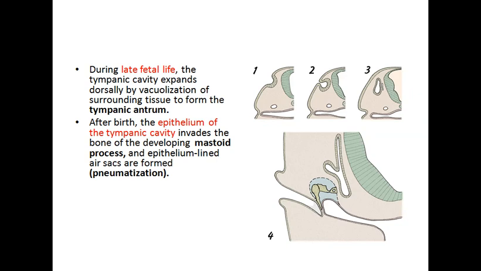Now, during the late fetal life, the tympanic cavity expands dorsally, means posteriorly, by vacuolizing the surrounding tissue to form the tympanic antrum. And after birth, the epithelium of the tympanic cavity invades the bones of the developing mastoid, and epithelium-lined air sacs are formed, right. So the epithelium of this tympanic cavity will invade the mastoid processes and form the air cells, and it becomes pneumatic bone, right.